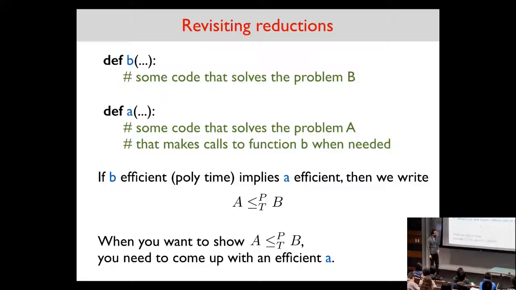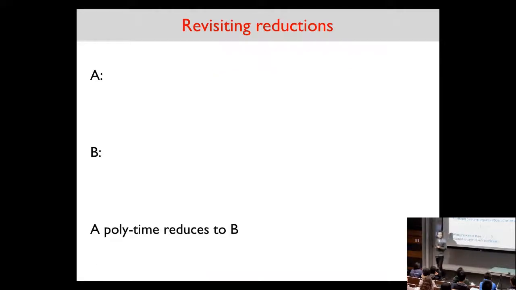And notice that if you want to show that A reduces to B, what you want to come up with is this function small a, assuming this B exists somehow and does what it's supposed to do. You have to come up with the A, show me the A, and then that will show me that, yes, indeed A reduces to B.